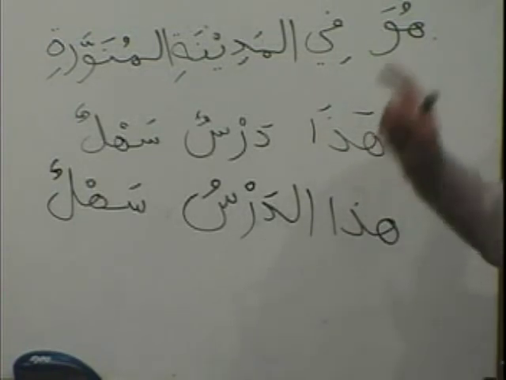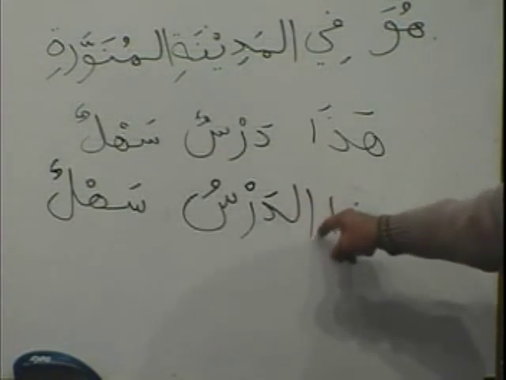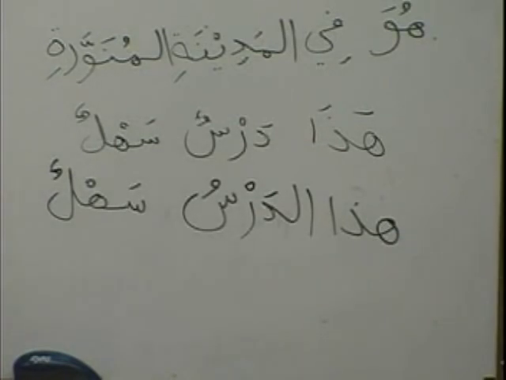See? Remember badal and ismu ishara? The badal will always be definite. If it is not definite, it cannot be badal then. It has to be definite. Brother Salman? Number three, being definite and indefinite. How do we know in hadha ad-darsu sahl? Is sahl supposed to be definite?